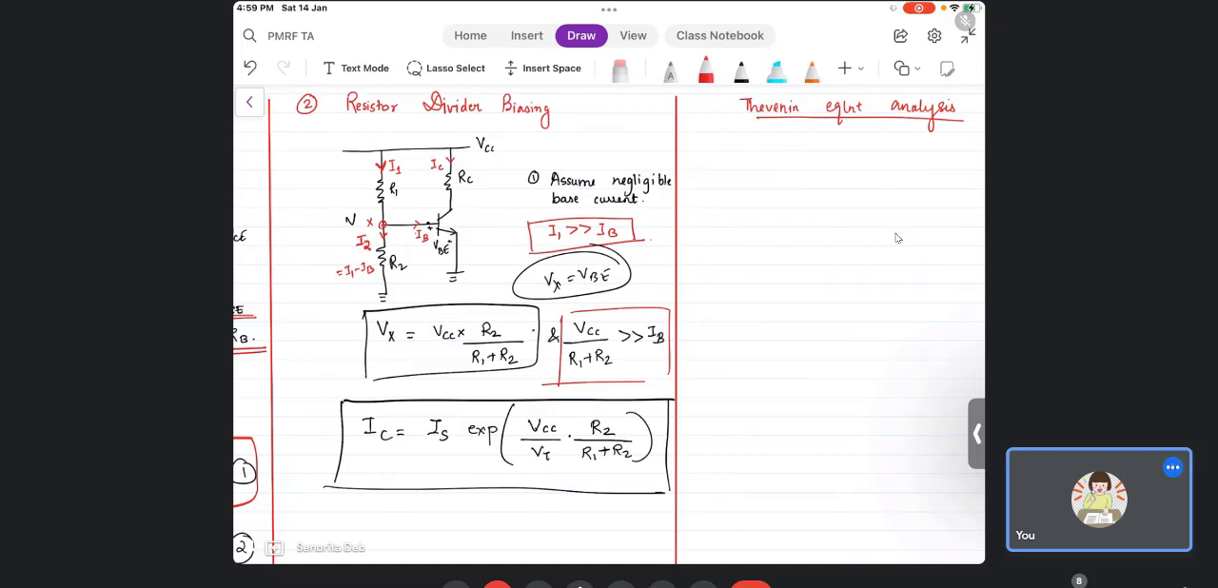Any doubts? Then we will start the example. Okay, so I'm assuming you guys don't have any doubts. I think in the next half an hour we will finish the resistor divider biasing.